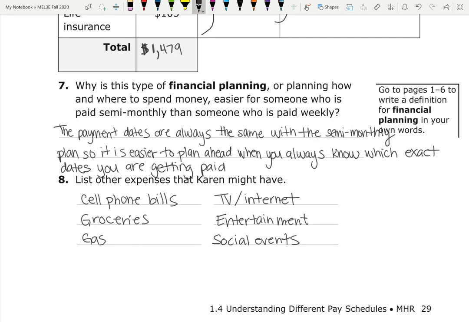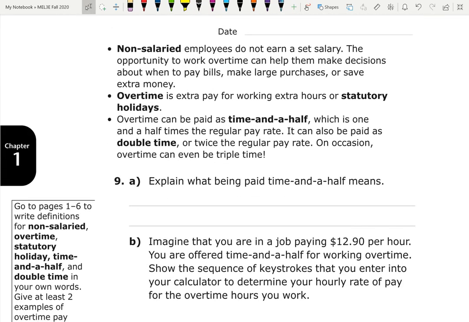Okay, so entertainment and social events are not fixed expenses because it doesn't occur monthly, or maybe it does, but that will change. Maybe some weeks you're more social than others, some months you're more social than others.